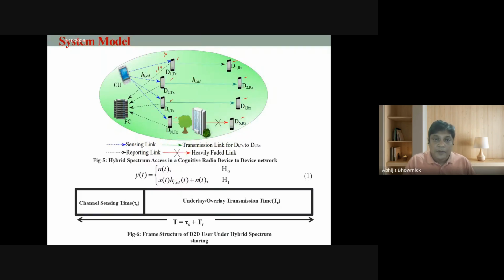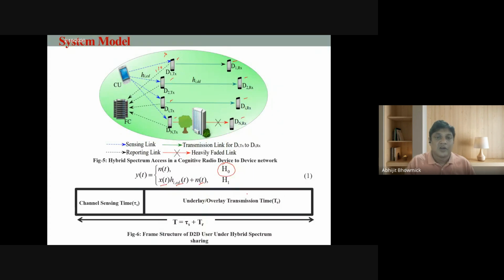See here, so that equation is formed. This is the H0 hypothesis, already discussed in the previous lecture. H0 represents only noise is received, meaning the CU, the cellular user, is not there, and H1 indicates the user is there. Here, this is the cellular user signal, the cellular user channel, and AWGN noise.